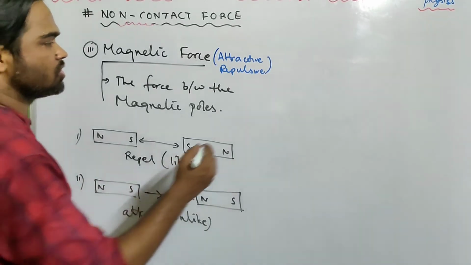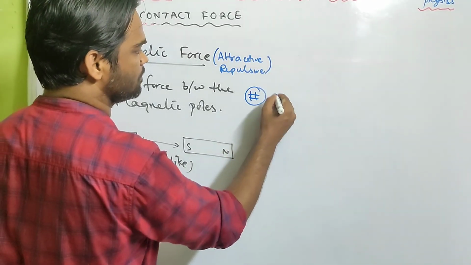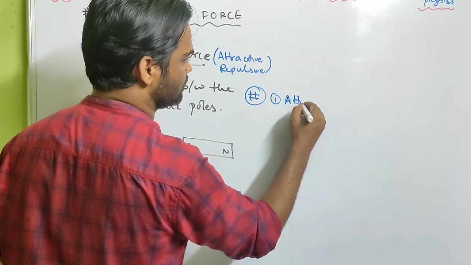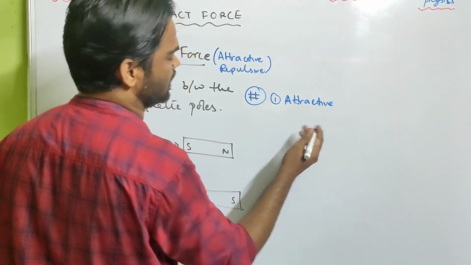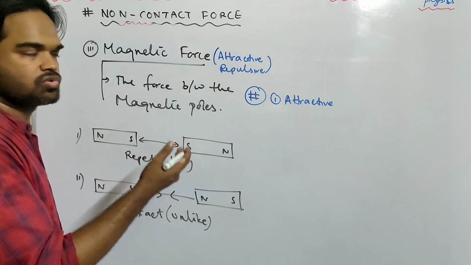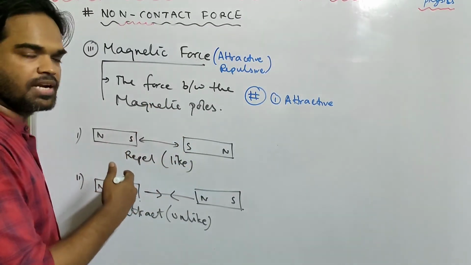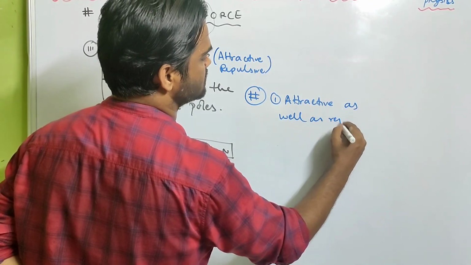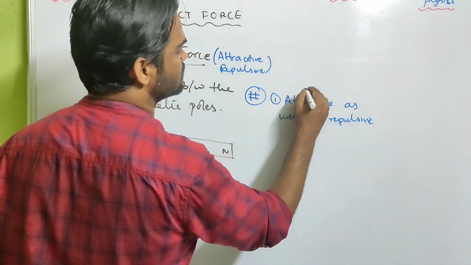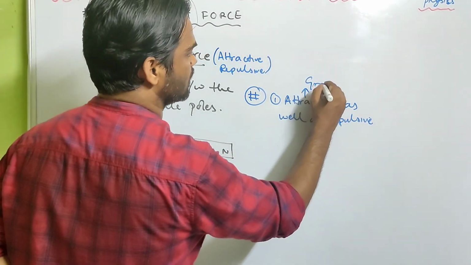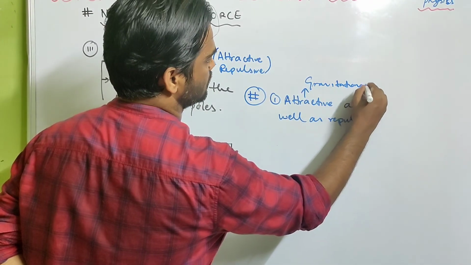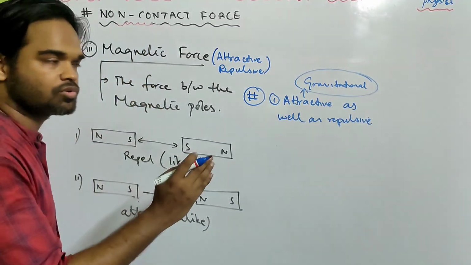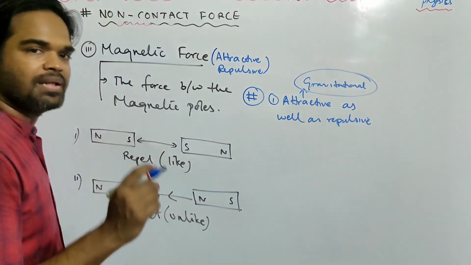Now some general characteristics of non-contact force. First thing is that they can be attractive, like in case of gravitational force, magnetic force, electrostatic force. It can be attractive as well as repulsive. Attractive only is the case of gravitational force. Gravitational force is always attractive in nature, but when you talk about magnetic force or electrostatic force, they are both attractive as well as repulsive.